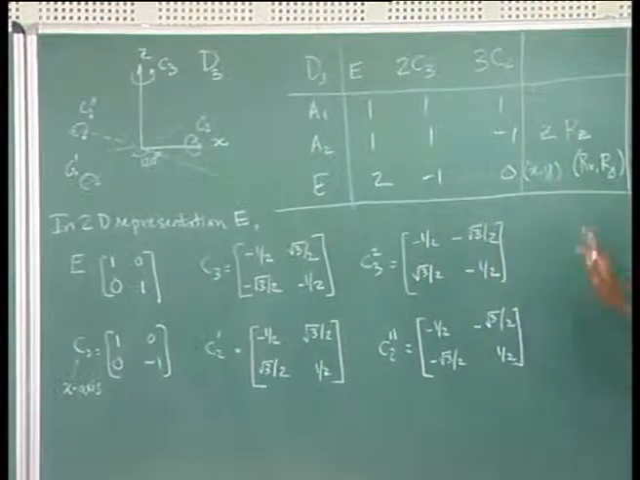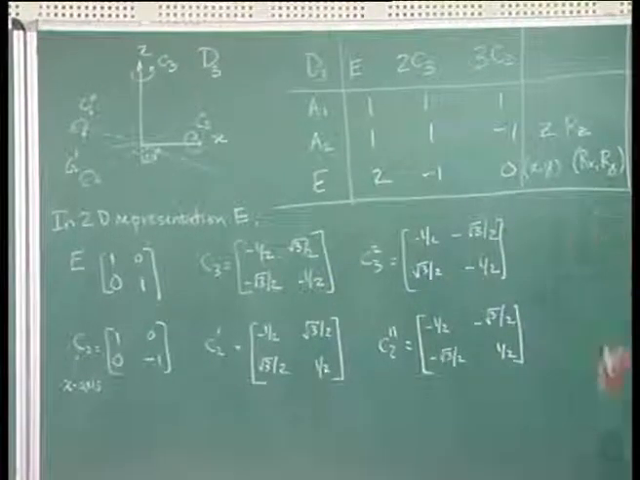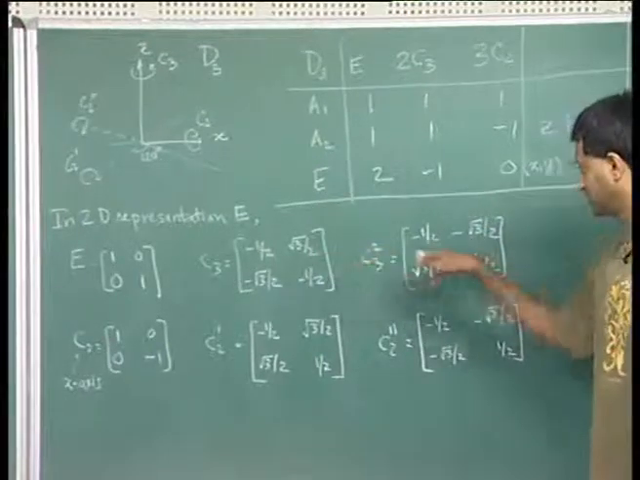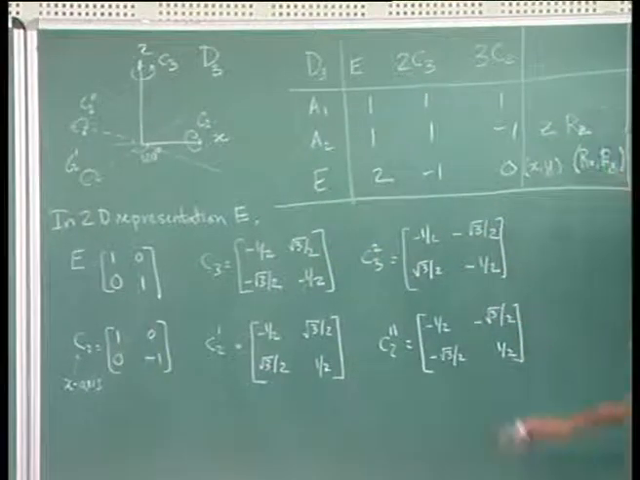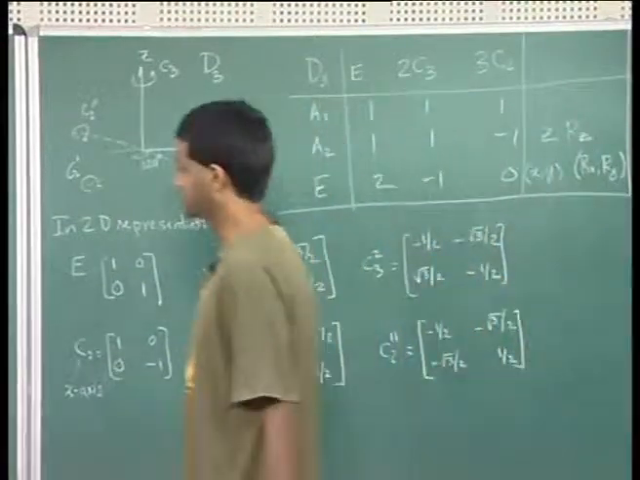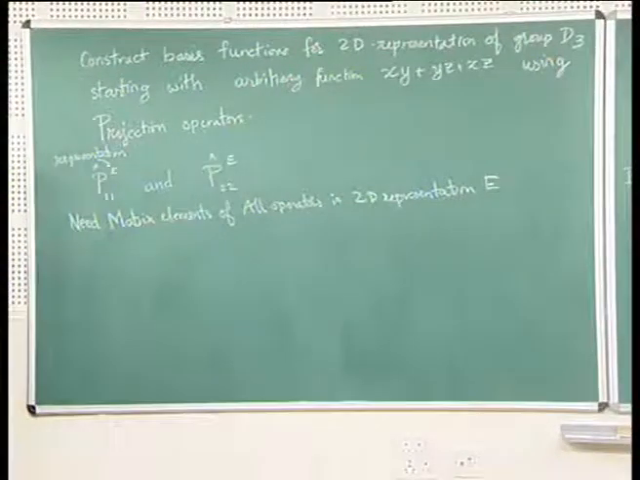Okay, so this is a valid 2D matrix representation of E. So we need these matrix elements, and then we need to construct the appropriate projection operators.